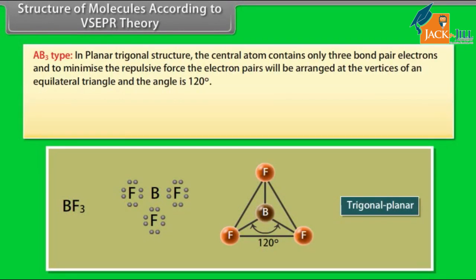AB3 type. In planar trigonal structure, the central atom contains only three bond pair electrons, and to minimize the repulsive force, the electron pairs will be arranged at vertices of an equilateral triangle, and the angle is 120 degree.